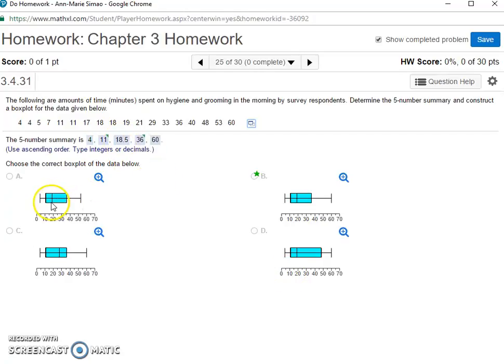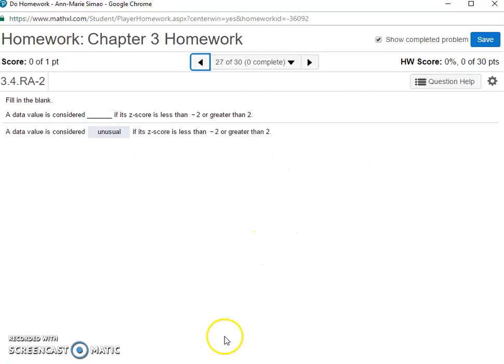And then 18.5 has to be this middle line here. So this guy is definitely out. That guy's looking good, and that guy's looking good. But remember, he was out because he wasn't at 60, so now we're down to these two. 36 has to be this last line, though. He's nowhere close to 36. B is my answer.